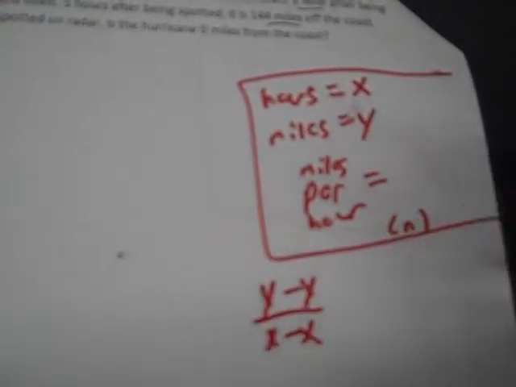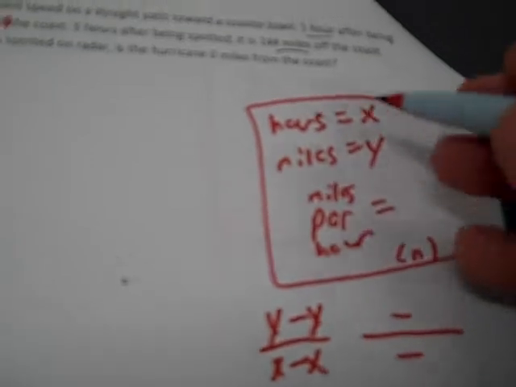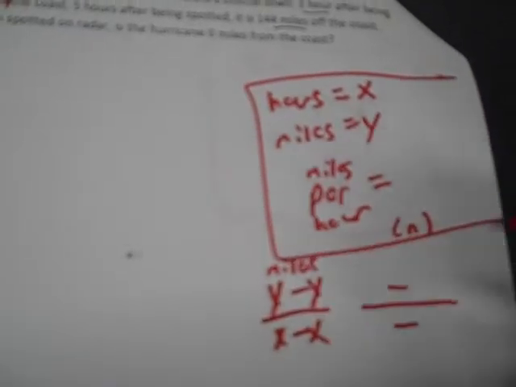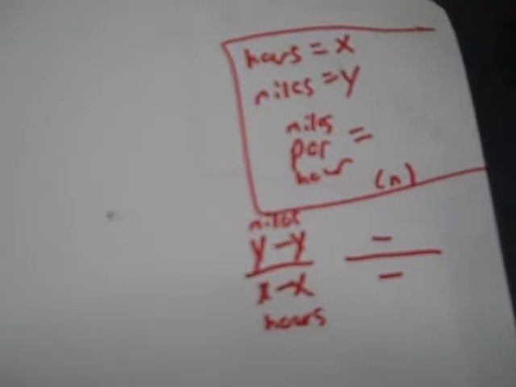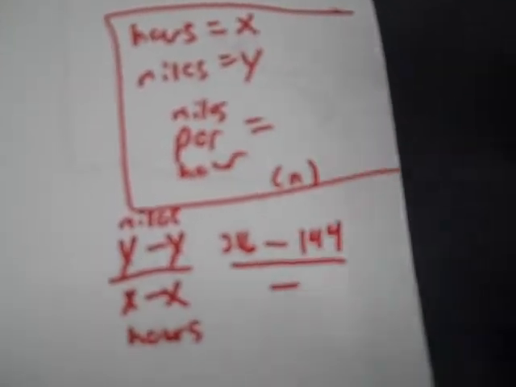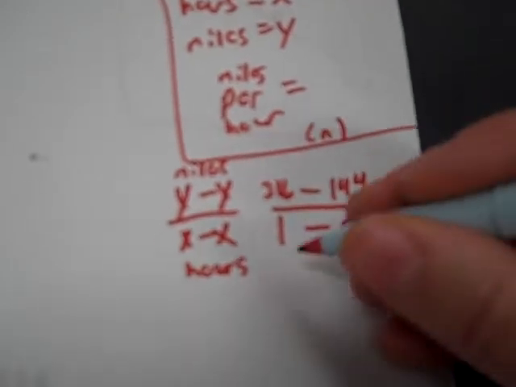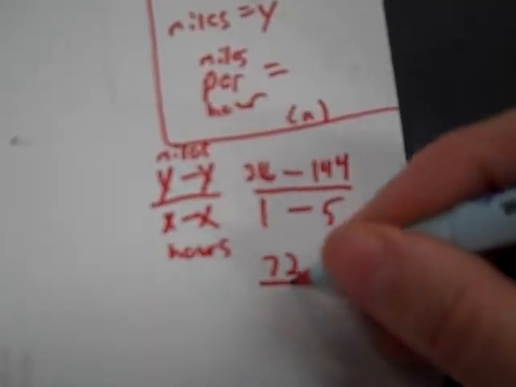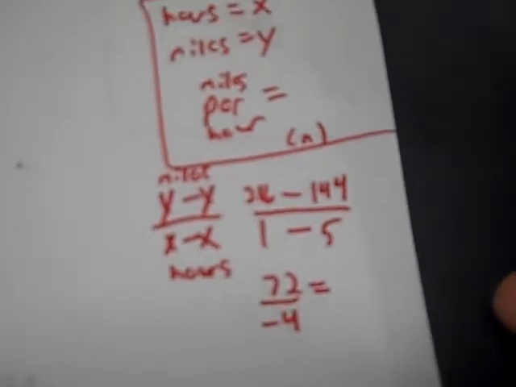Okay, so that's y minus y divided by x minus x. Now remember, y is the miles, so that has to be on top. X is the hours. You can't get them mixed up. Miles, hours. So my miles are 216 minus 144. Okay, and then the hours are 1 minus 5. Okay. So 216 minus 144 is 72, and then 1 minus 5 is negative 4. And then I divide 72 by negative 4 on a calculator, and it's negative 18. See, negative 18.